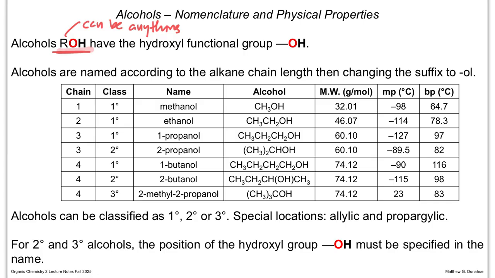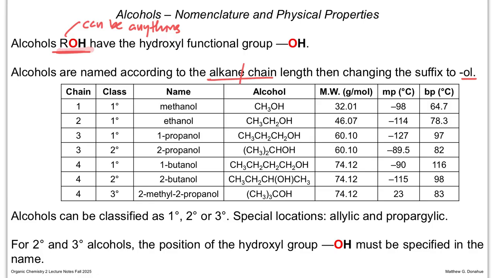So the way that these are named is you take the longest carbon chain, the alkane name, drop the E and add OL. So within the parent name, it's telling you that an alcohol is present. And then once you get beyond 2 carbons, then you have to specify where that OH is.